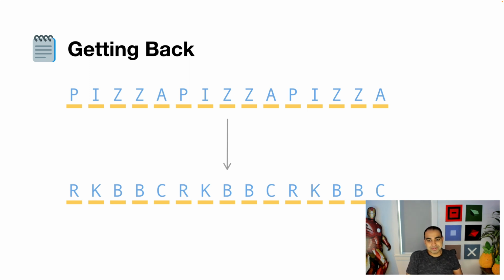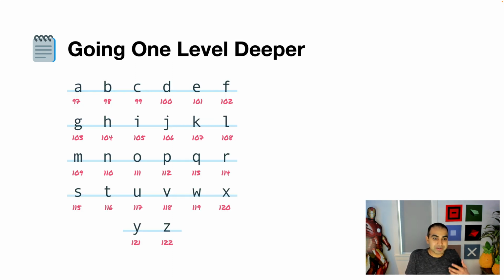So getting back to our example, we went from pizza, pizza, pizza to RKBBC repeated a handful of times. And the way we did that was by shifting each letter by 2. Now, when we go one level deeper, in JavaScript, each character actually has a numerical representation associated with it. And when we focus on just letters, we start with A is 97 and Z is 122. And these are lowercase letters. The uppercase versions have their own numbers as well, but for what we're going to be doing, lowercase is all we're going to be caring about.